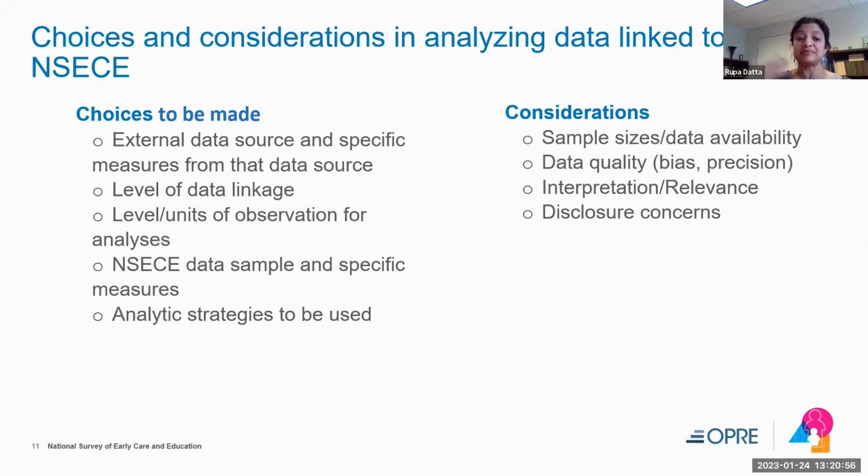The second is about the data quality. Might you end up in your linked data set with a biased sample that is systematically missing certain types of subsamples? What kind of standard error or precision might you be looking at?